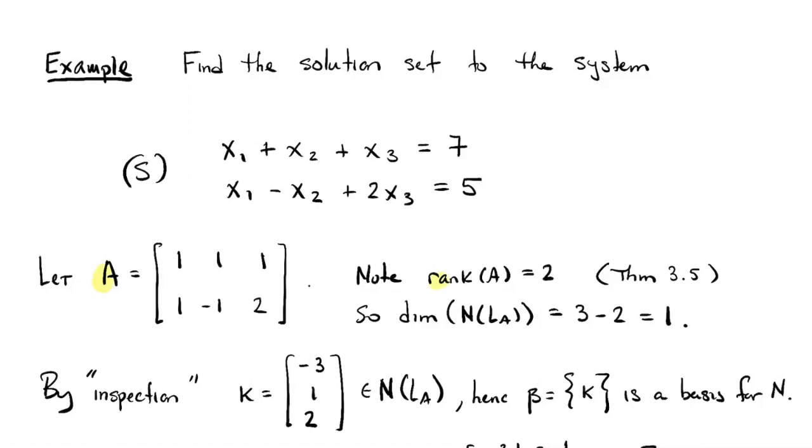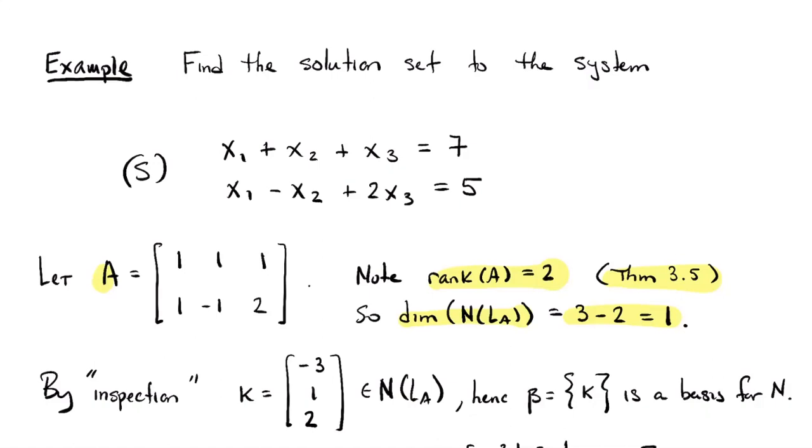And I can see that the rank of that matrix is 2. That's because I can see that it has two linearly independent columns. That's theorem 3.5. The number of linearly independent columns in a matrix is its rank. So that tells me by the dimension theorem that the null space of L sub A has dimension 3 minus 2, or 1. So the homogeneous system is consistent because the null space is not 0-dimensional.